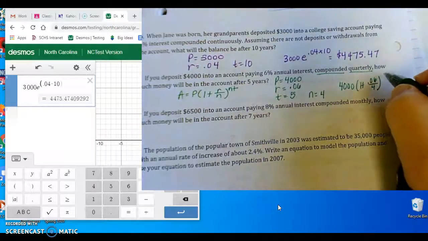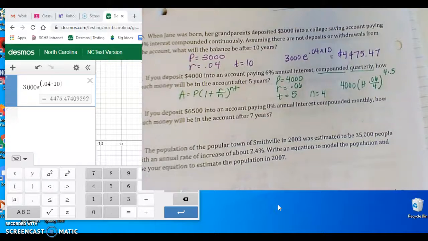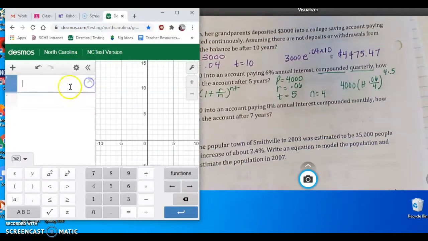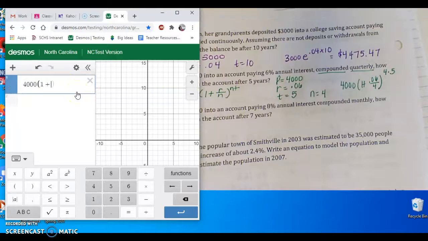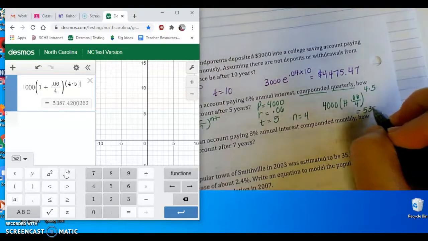Be careful with the power. You will have to put parentheses in the power when we put it into Desmos. So you'll have 4,000 times (1 plus 0.06 divided by 4) raised to, and again put that parentheses to make sure 4 times 5 is in the power. If you want to multiply 4 times 5 without putting the parentheses and put it to the 20th power, absolutely you can do that, and you will get 5,387.